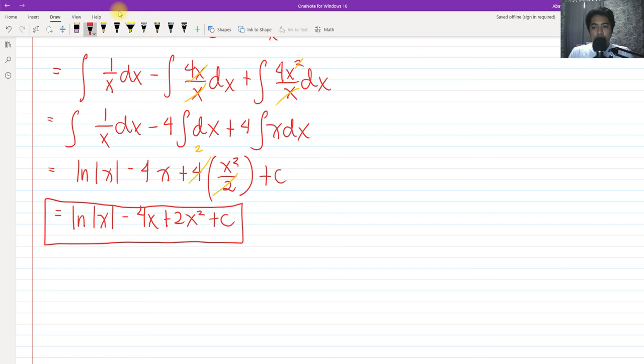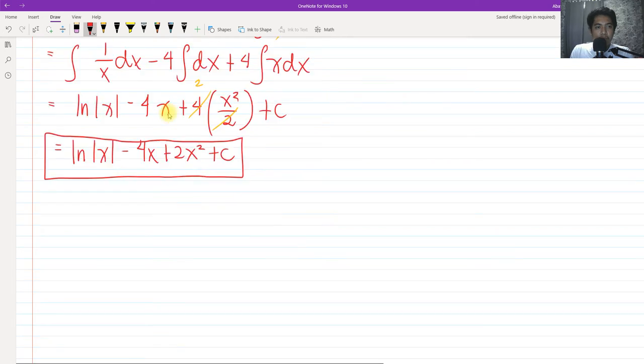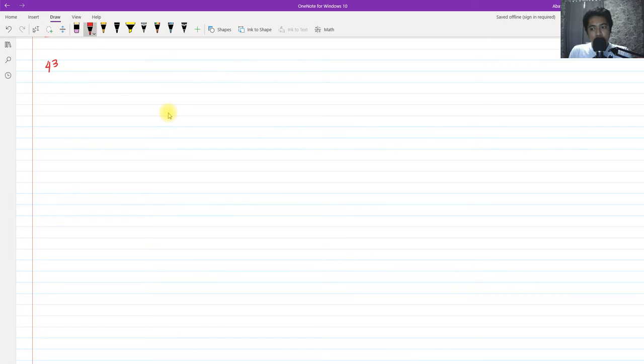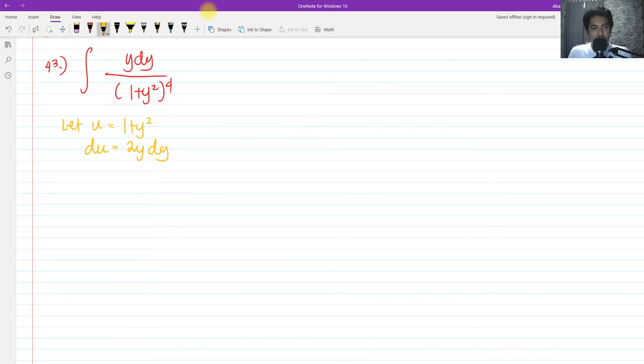So for number 43, our third problem, we have the integral of y dy all over (1 plus y squared) raised to 4. There is no need for us to expand this, just like what we did in the previous item. Why? Because if we directly let u equal 1 plus y squared, then the derivative of u with respect to y becomes 2y dy. Of course, our y dy is present, so there is no need to expand this into the fourth power.